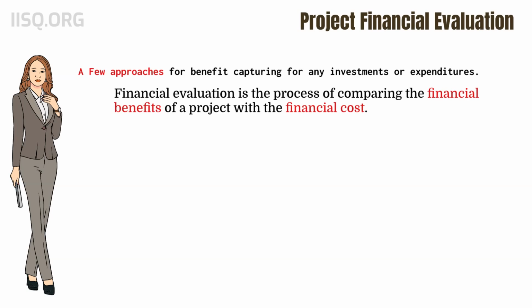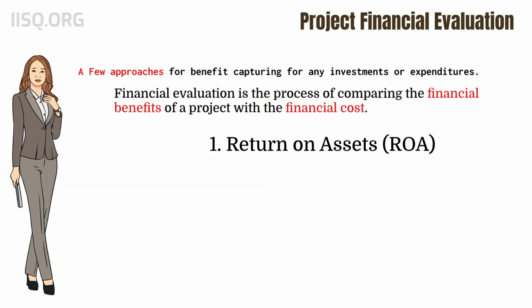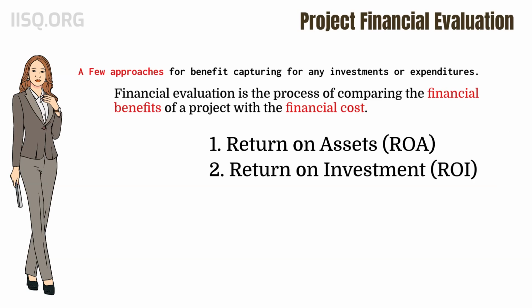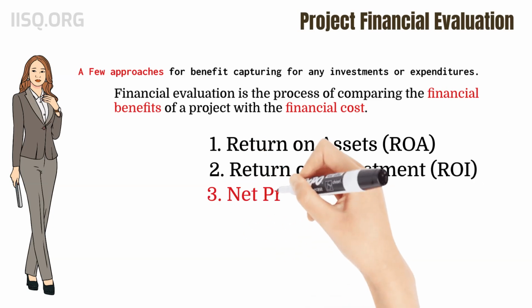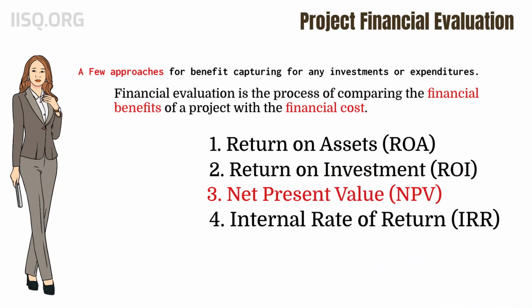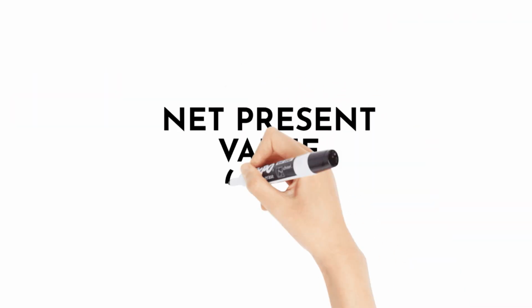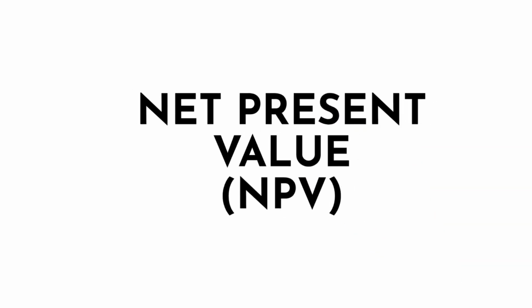Here, in this lesson, we shall restrict our discussion to the ones that are in everyday use for evaluating Six Sigma projects. These are return on assets, return on investments, net present value, internal rate of return, and payback method. We shall divide these lessons into multiple sessions. In this session, we shall discuss net present value, or NPV as it is generally called.